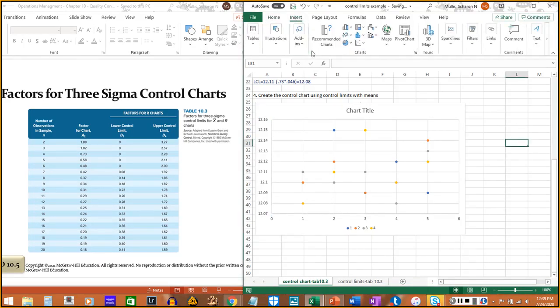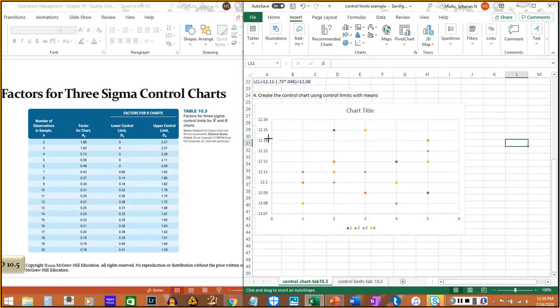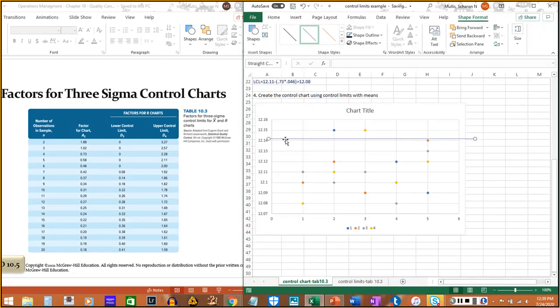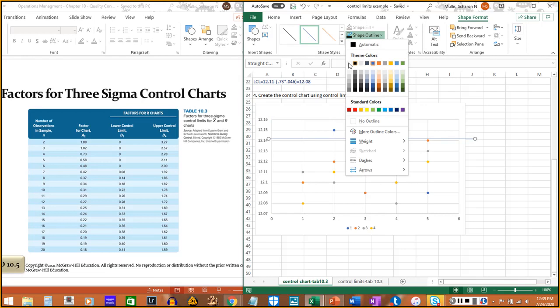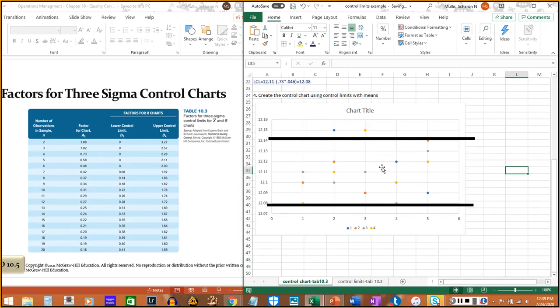Let's see if we can insert the line. Make that black and make it a little wide. So that's your upper control limit, and your lower control limit, we'll put it just below 8 so you can see those two. So anything inside of the upper control limit and lower control limit is acceptable and expected.